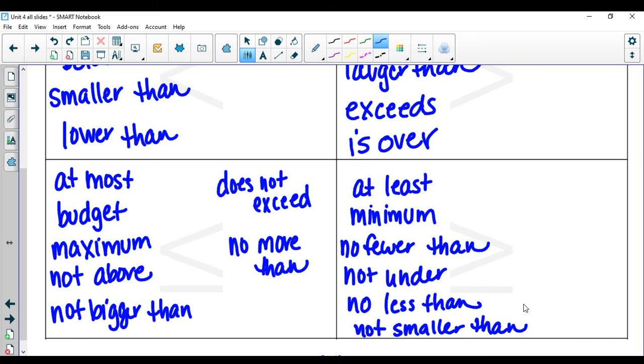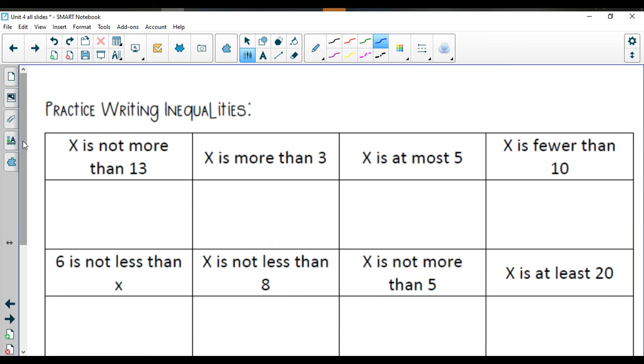Anytime I come across these words in word problems, I always think about if I were to see the phrase, I have at least $20 in my wallet, that means that there's $20 or more. So I'm talking about $20 is equal to or greater than because I'm looking at more. So I'm constantly going back to that concept as I'm looking at all of these.